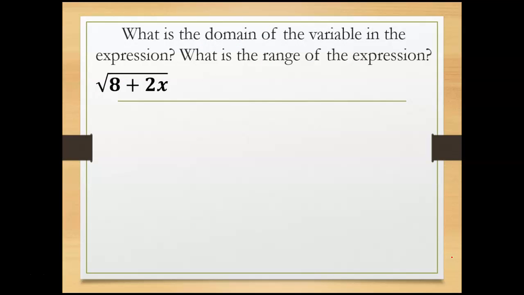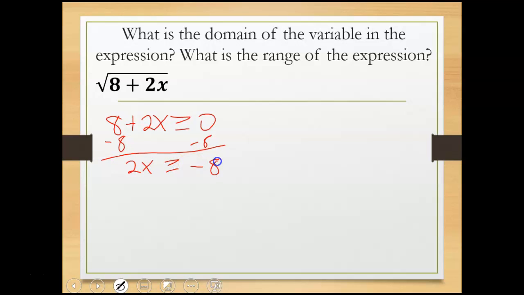All right, what is the domain of the variable in the expression? If we remember, anything under the radicand has to be greater than or equal to 0. It cannot be negative. Therefore, we take 8 plus 2x, set it greater than or equal to 0, and then solve the inequality to find the value of x. If we subtract 8 from both sides, 2x is greater than or equal to -8. And then we're going to divide both sides by 2.